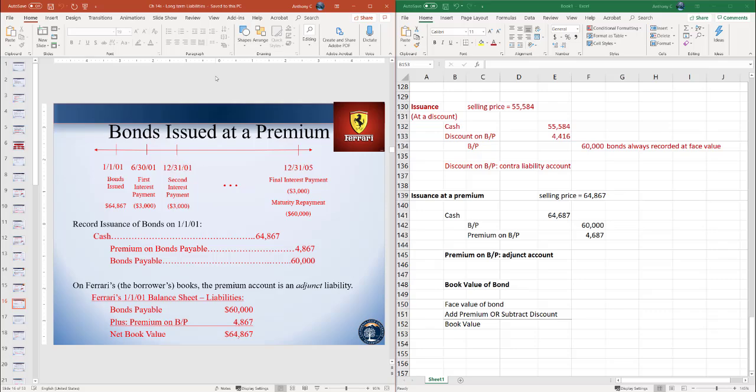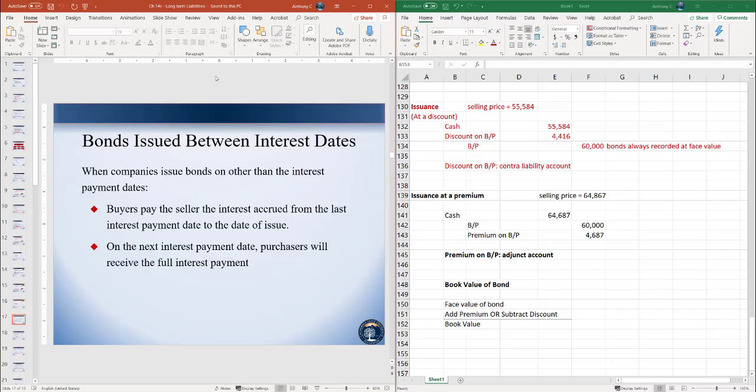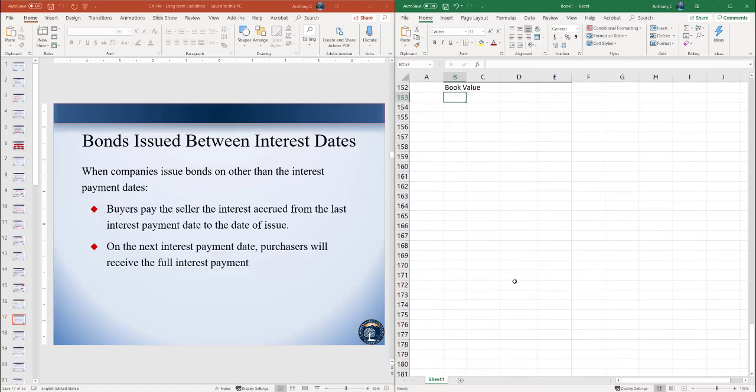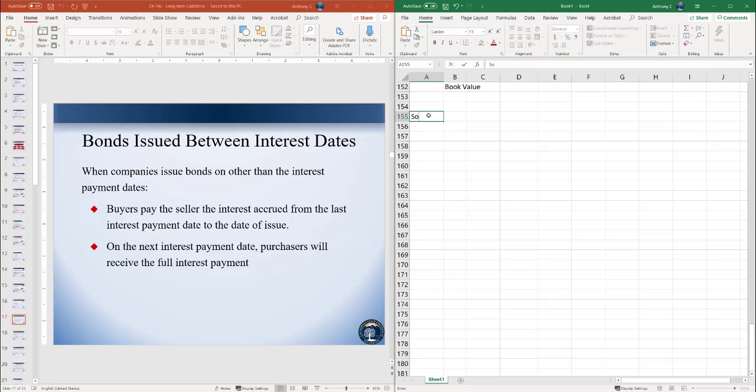Alright, so moving on. One last topic we need to talk about dealing with bond issuances, and after that we're going to cover how to amortize a bond discount or a bond premium. So in the examples that we've been covering so far, the bond was issued on the same date as the interest payment dates. So far, bond issuance date equals interest payment date.